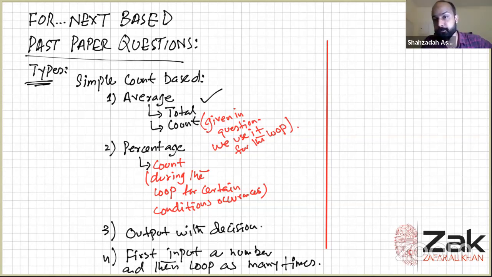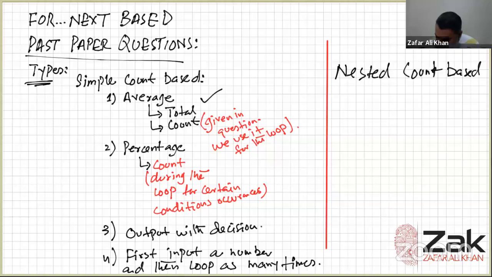Now, then we have second type, nested. Nested count-based loops. Over here, we have complications, complex types of questions. We will discuss them later. First, let's first find out what's in the questions for simple count-based loops.